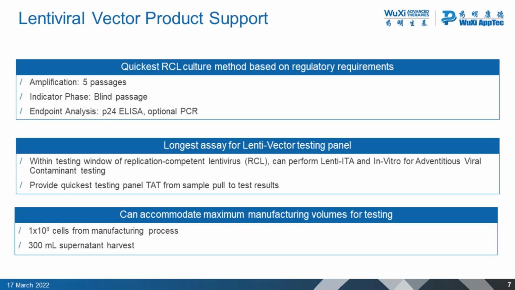We are also scaled to be able to accommodate a maximum volume for manufacturing volumes for testing. There is new guidance dictating what supernatant volumes to test for RCL based off of your manufacturing volumes. And traditionally, in the previous guidance, we are scaled to be able to accommodate the maximum of 1 E8 cells from the manufacturing process, which is the maximum compared to 1%, or 5% up to the 300 mils of supernatant harvest.